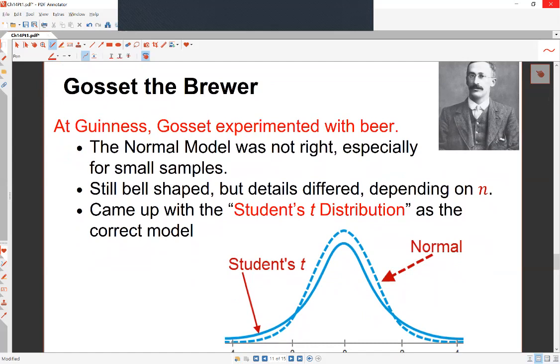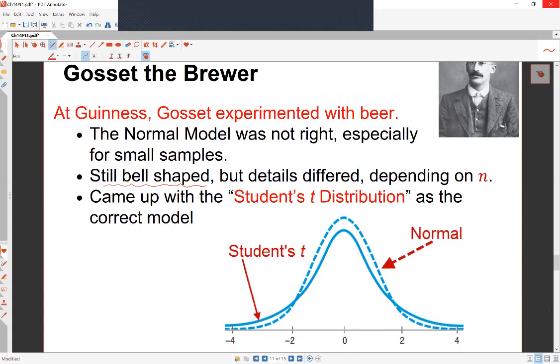There was a brewer who worked for Guinness, last name Gossett. And while Gossett was working for Guinness, he found that the normal model was not quite right. He tried using the bell curve to model some quantities related to beer and really found that some of those calculations ended up not being very accurate. He was still observing empirically that he was dealing with something bell-shaped, but the way that distribution looked depended a lot on what the sample size n was.